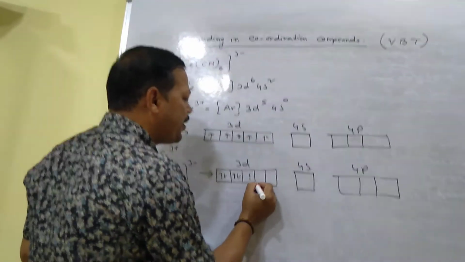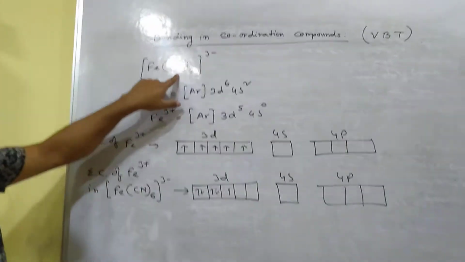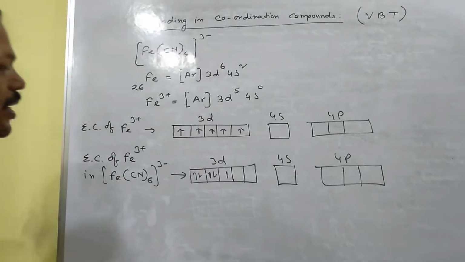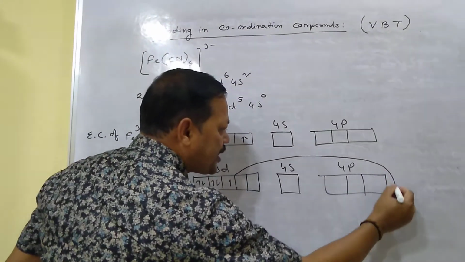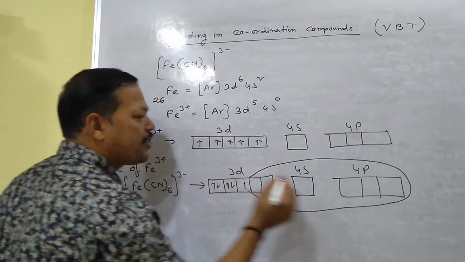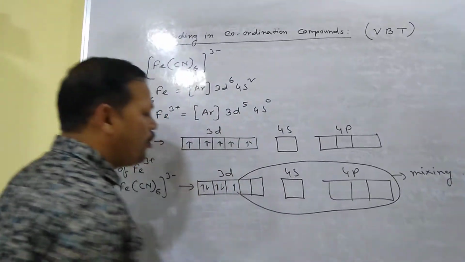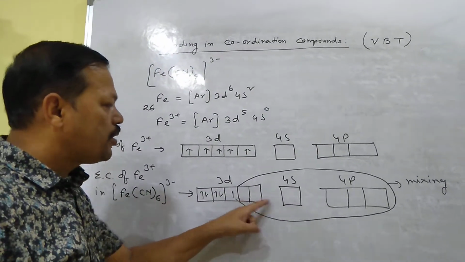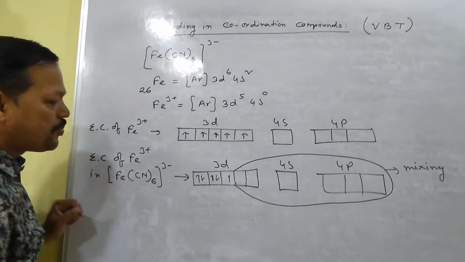Now, how many vacant orbitals are present? 1, 2, 3, 4, 5, 6. How many ligands are present? 6. So that's why 6 vacant orbitals are required. So these 2 d orbitals combine with 1 s and 3 p orbitals and they undergo mixing. I mean, what is the hybridization? The hybridization name will be d2sp3 hybridization. This is called d2sp3 hybridization.